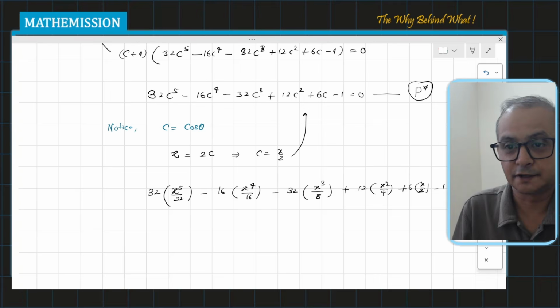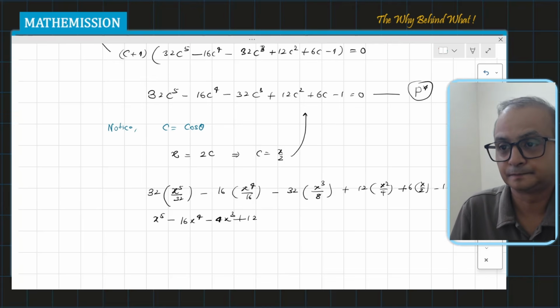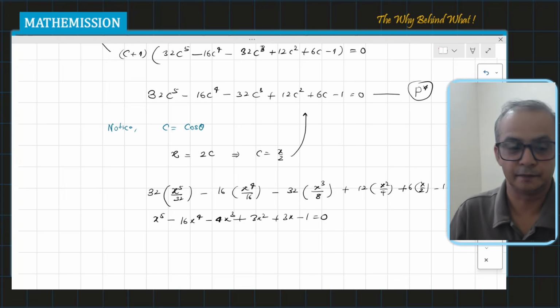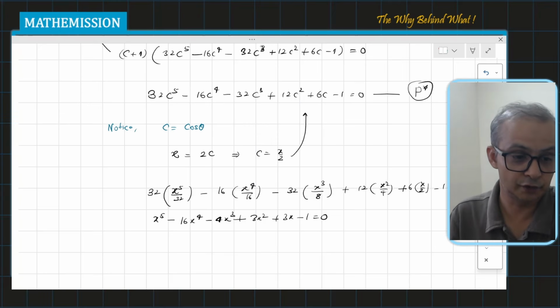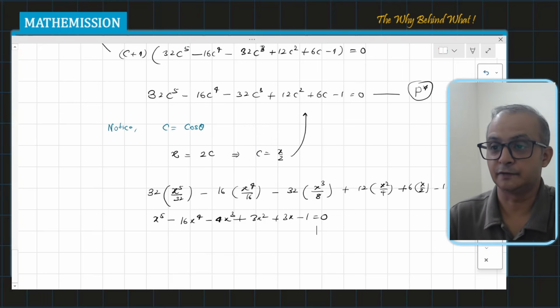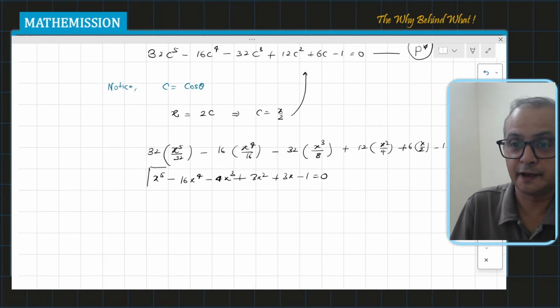So let's simplify further. That will give you what? x to the power 5 minus x to the power 4 minus 4x to the power 3 plus 3x squared plus 3x and minus 1 is equal to 0. Let me check it again. Minus 4x cubed, plus 3x squared, plus 3x minus 1. That's perfect.